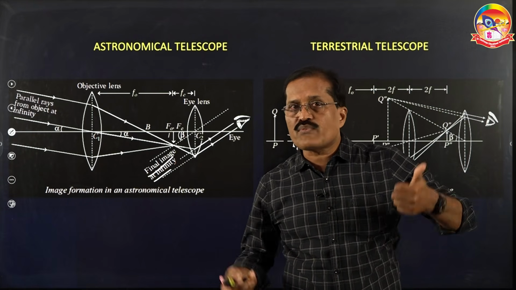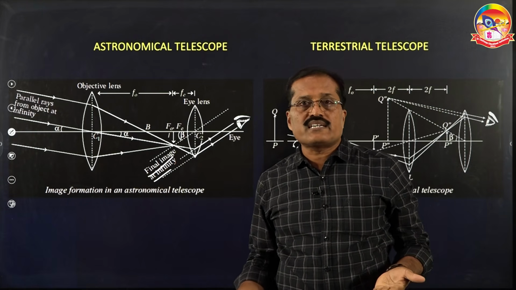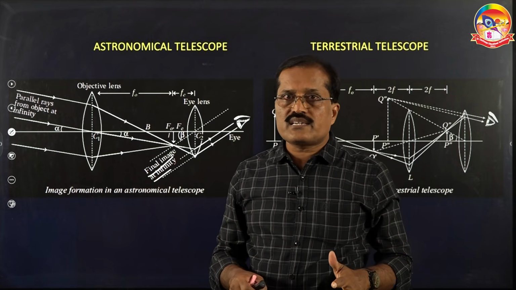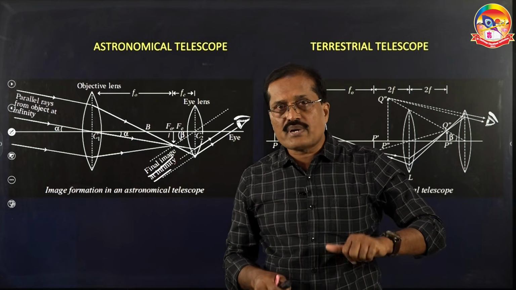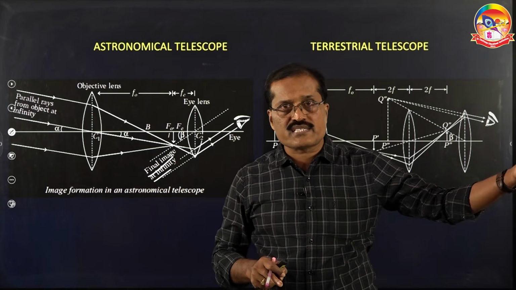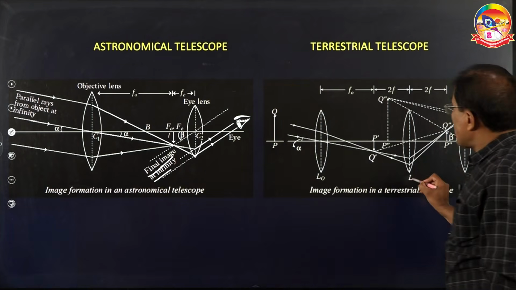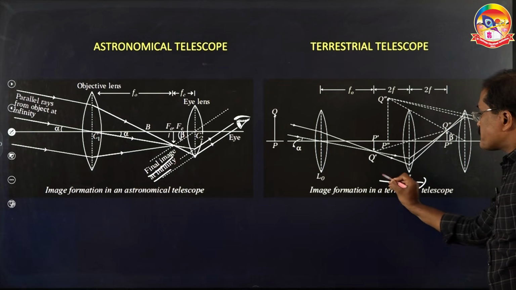And what is the science behind it? Most astronomical bodies are spherical in shape, so it does not matter even if the image is inverted. But when viewing objects on the ground, seeing them inverted is a discomfort. That is the reason we use another lens, which is called the erecting lens.